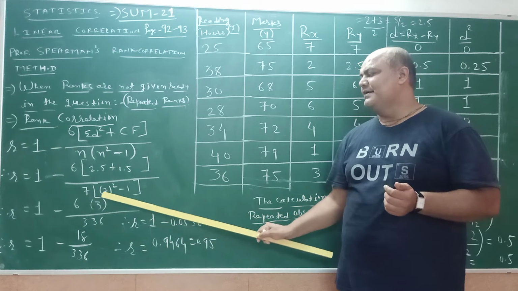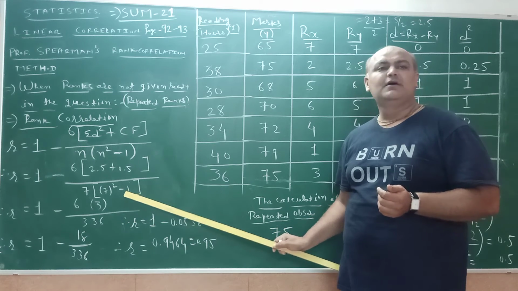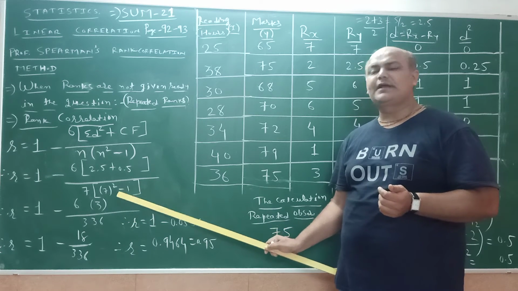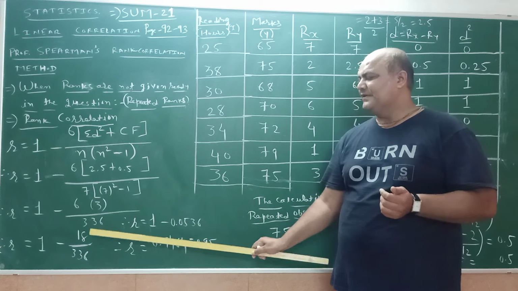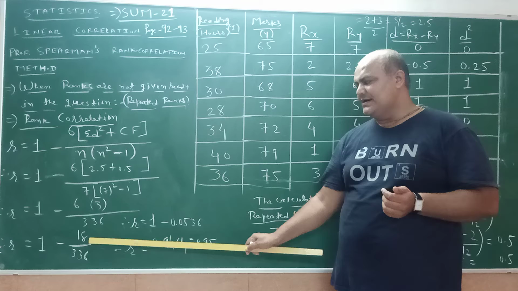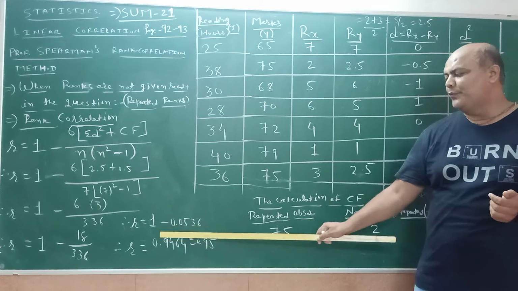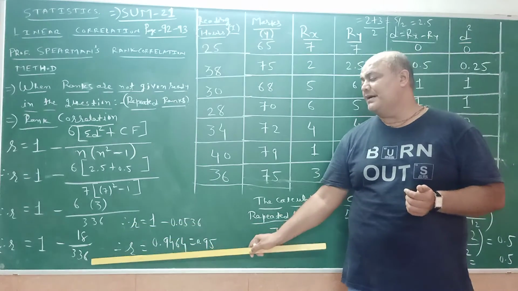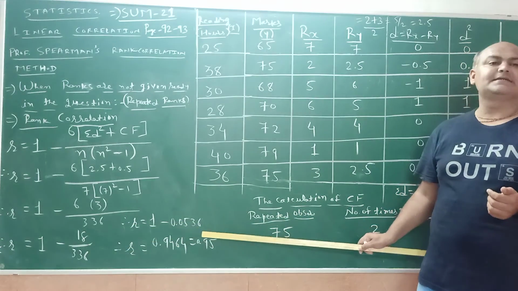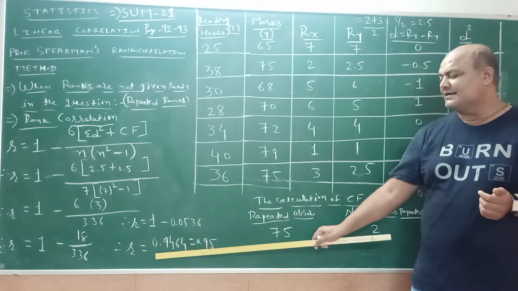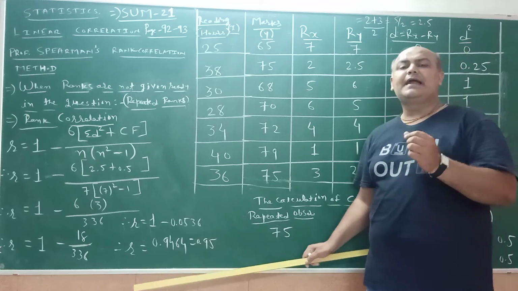Divide by 7 into, the square of 7 is 49. 49 minus 1, it is 48. 48 into 7, so it comes 336. 6 into 3, 18. 18 divided by 336. So 1 minus 18 divided by 336, the answer comes 0.0536. So the final answer is 0.9464, that is 0.95.